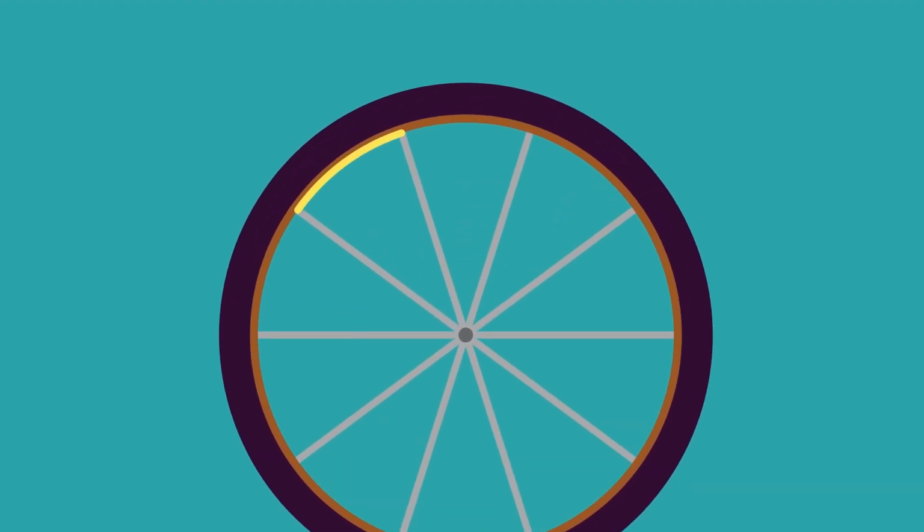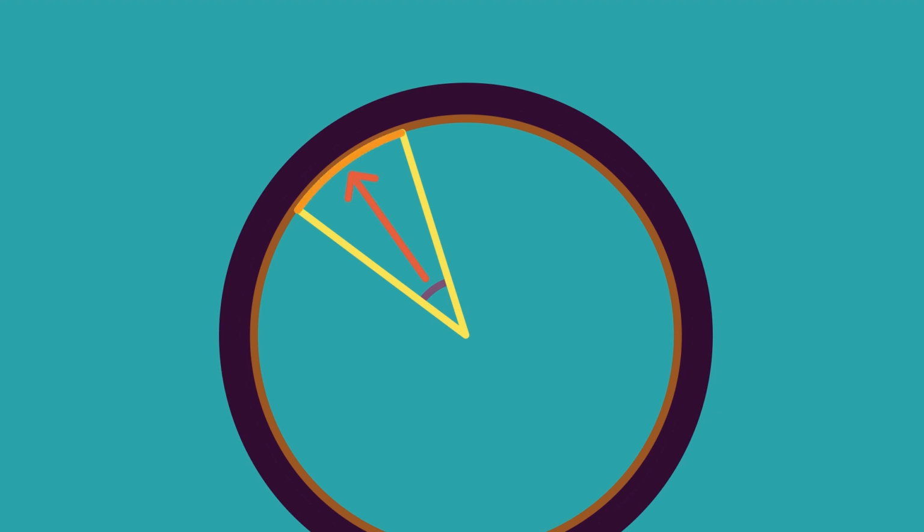Subtended angles are also found in circles. On this bicycle wheel, the arc on the circle between the spokes is opposite to the angle at the center of the wheel, and also marks the boundaries of the angle made by the spoke. This angle is therefore subtended by the arc opposite it. Notice that the smaller the arc, the smaller the angle will be.